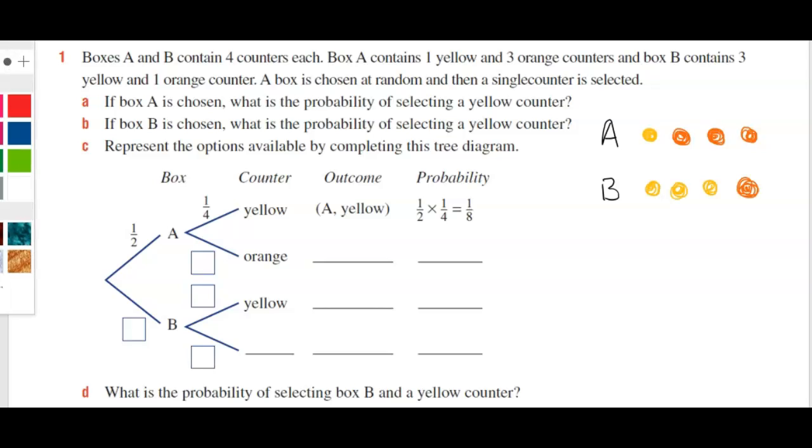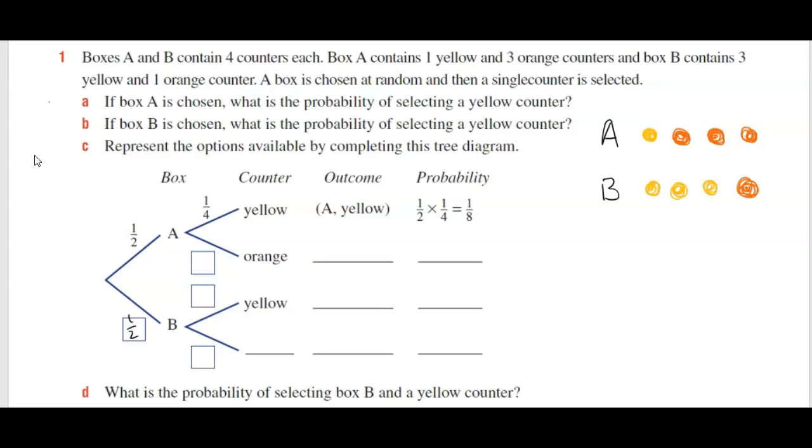Now, question C, we've got to represent it on a tree diagram, and they've already drawn the tree diagram for us, which is great. First of all, we've got to pick a box, and then we pick a counter. So the box, we can do A or B. We have a 50-50 chance or a half chance for each. Along your branches at each step, it always adds up to 1. So even if I didn't know what was going on, I would know that is a half, because a half plus a half gives you 1.